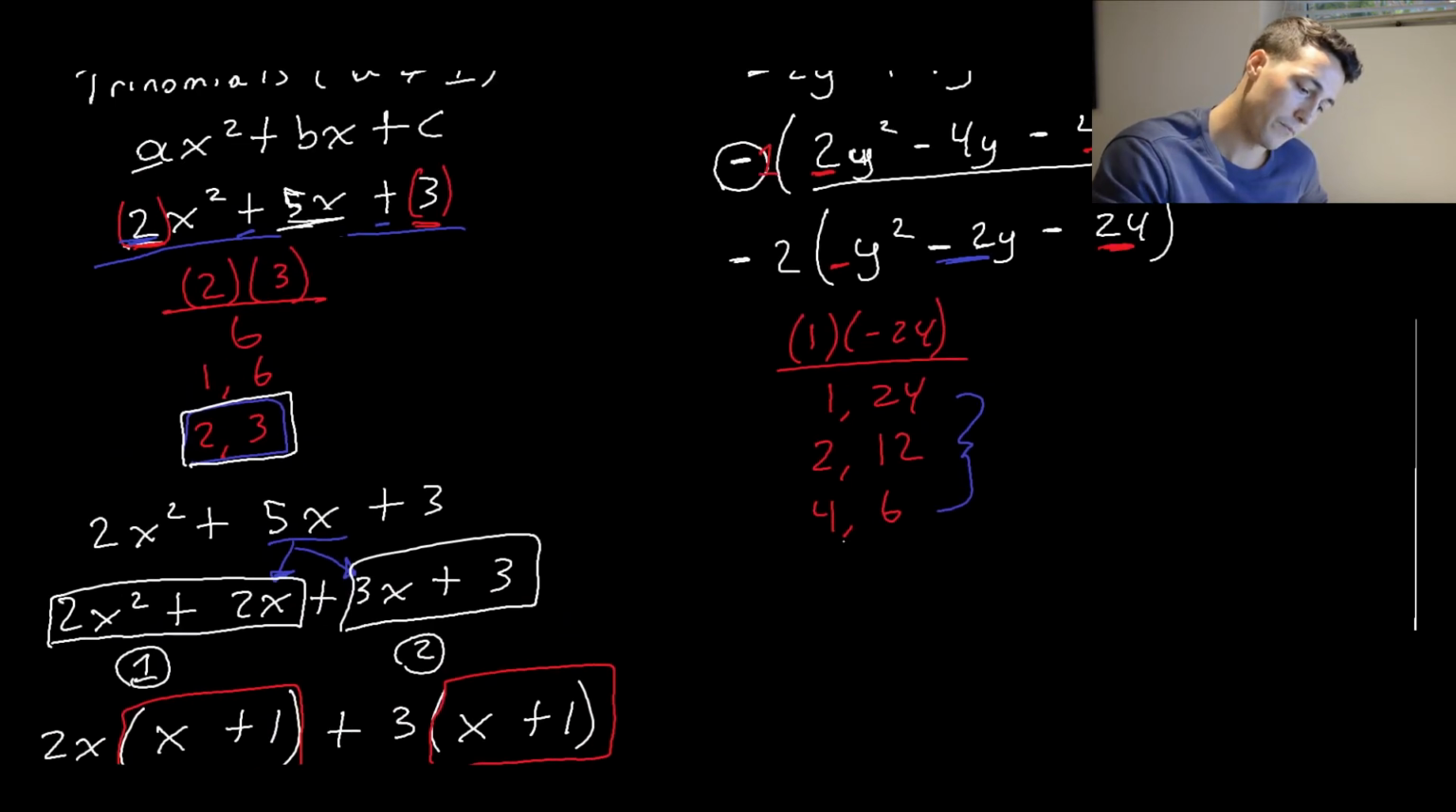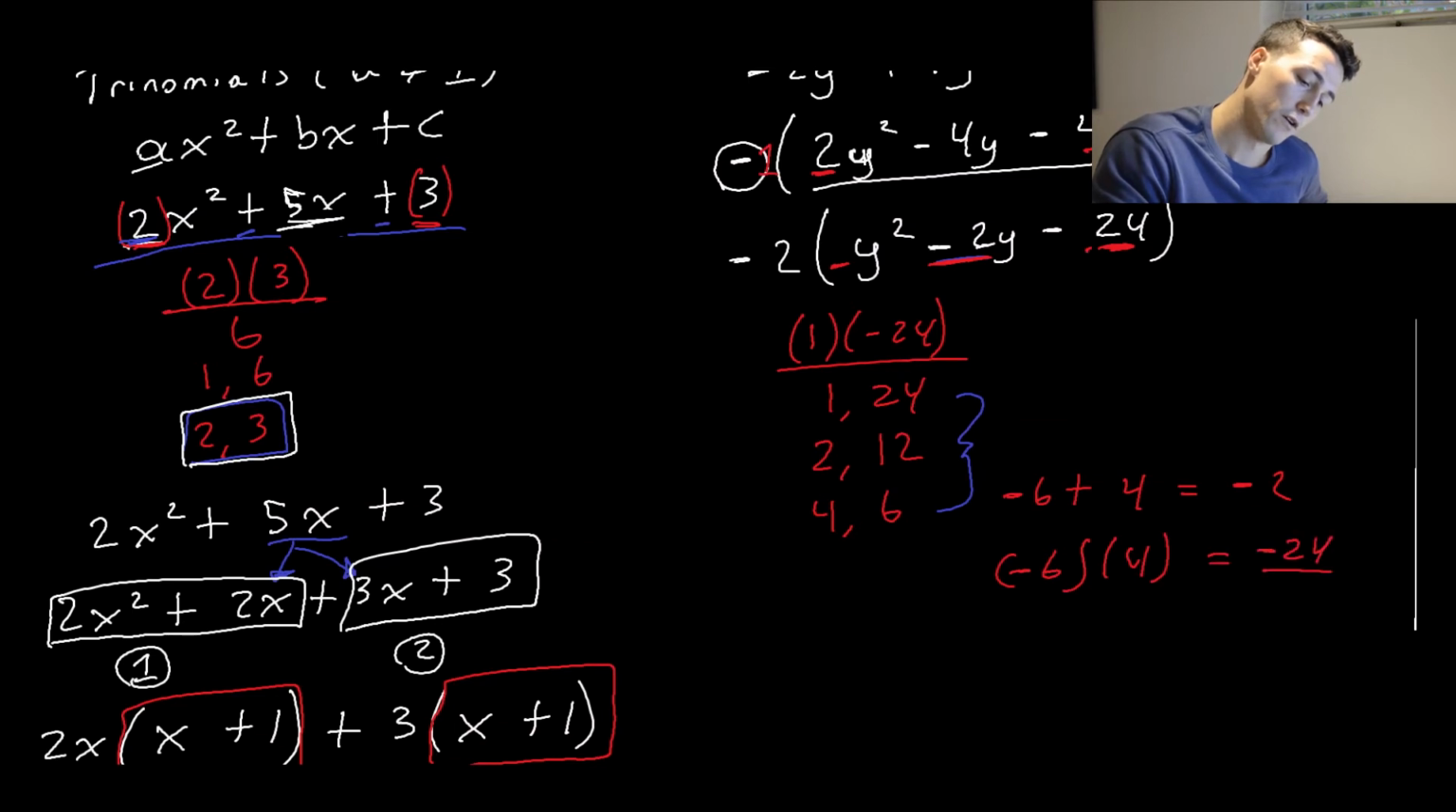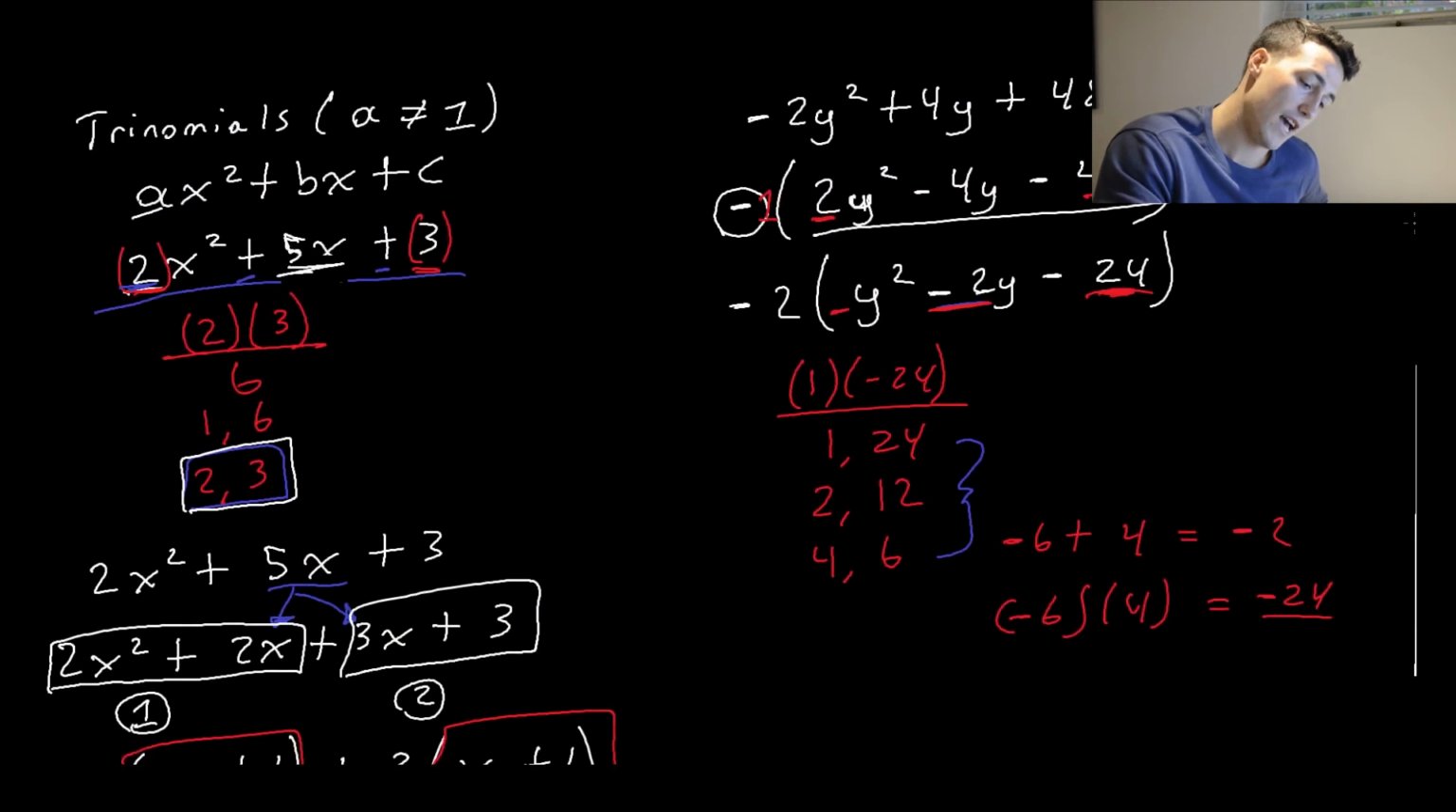we would see that 4 and 6, well, if we had a negative 6 plus a positive 4, so I'll write in red, negative 6 plus a positive 4, that's going to equal negative 2. And that's this value right here. Also, negative 6 multiplied by 4 equals negative 24, which is this value here. So we know that we've checked that out, and we can write this out.